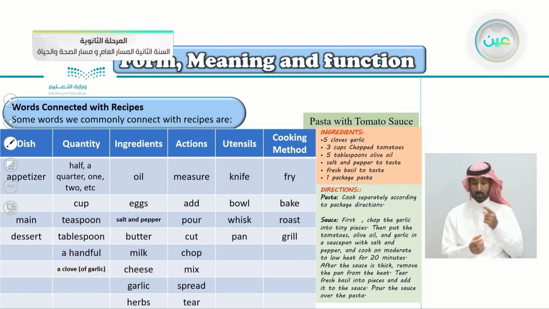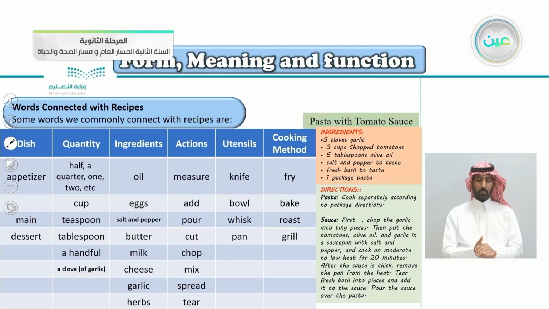The ingredients, the things that you put in the pot, for example: oil, eggs, salt and pepper, butter, milk, cheese, garlic, herbs, and so on. So these are the ingredients, the things that you cook together.